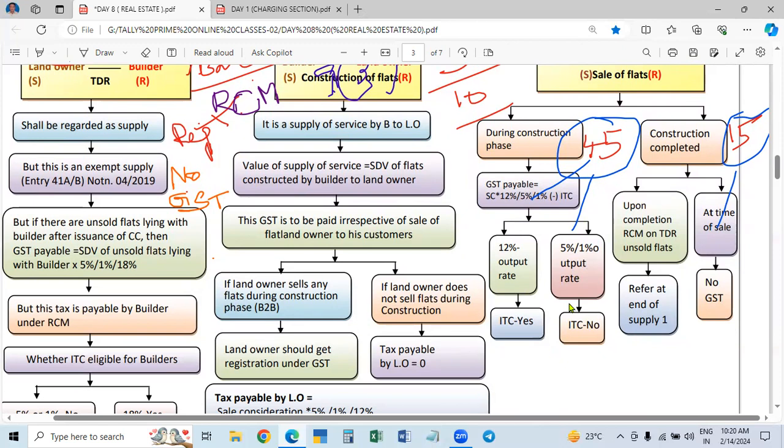And input services, labor for construction: electrician, plumber, all this labor. So labor and material, he paid a lot of money, and for that money he paid tax. That tax, he can claim as ITC. If the tax is paid at these rates, he can get the ITC for these expenses. So if it is 5% or 1%, there is no ITC. If it is 12%, he will get ITC. So there is no problem for these 45 flats.